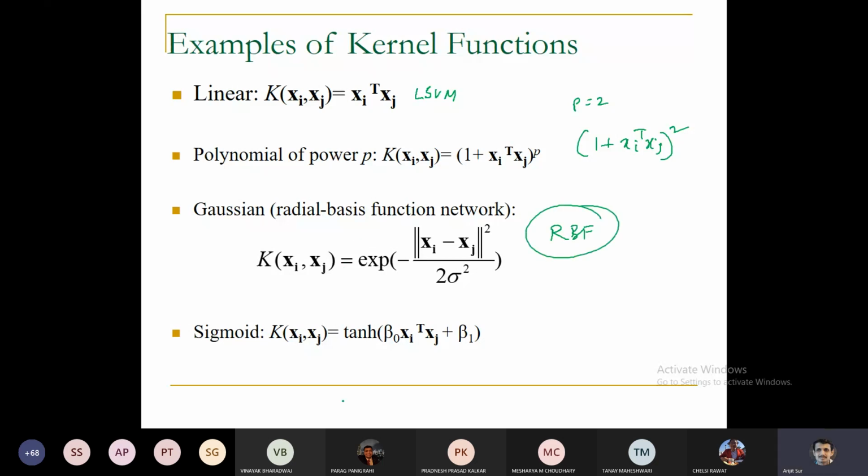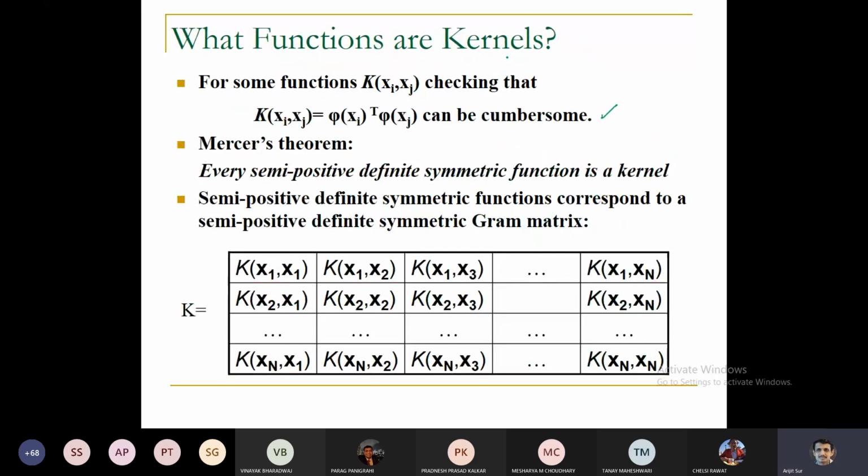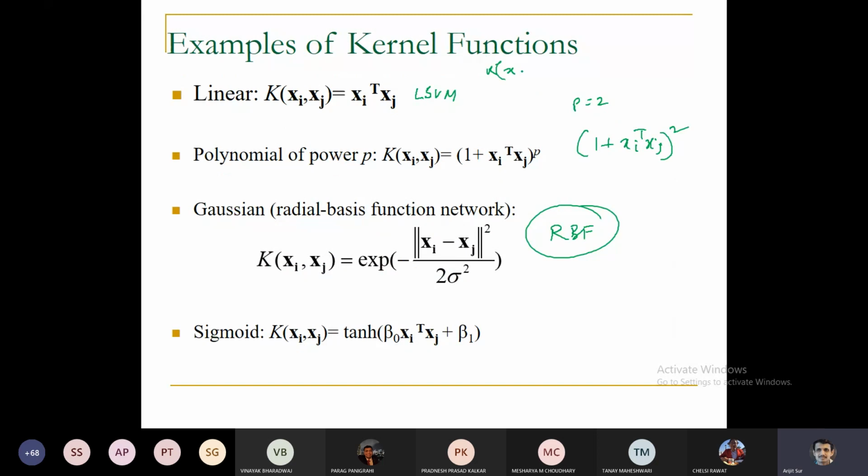Another one is the sigmoidal combination, tanh of beta 0 xi transpose x plus beta 1. So these are the different versions, or different kernel functions. You can also design your own kernel function. The only thing you have to maintain is that k of xi, xj is basically phi of xi transpose phi of xj. Okay.